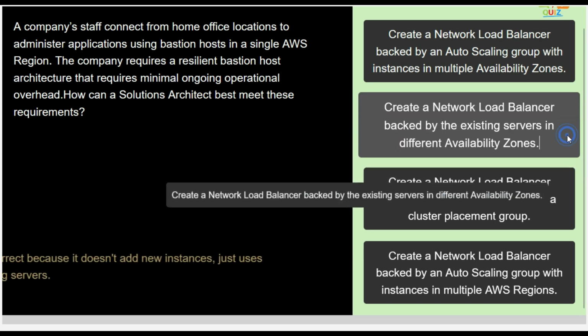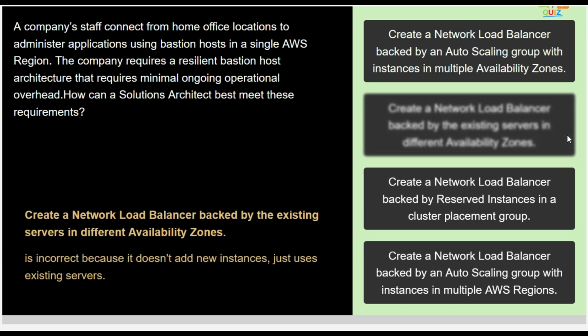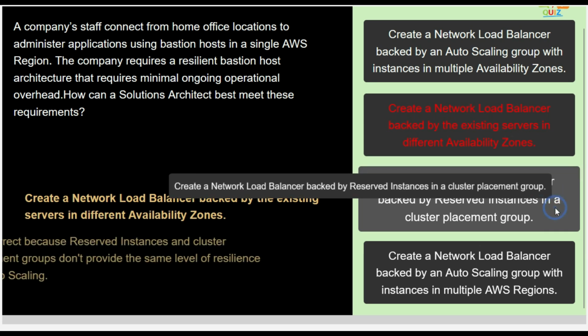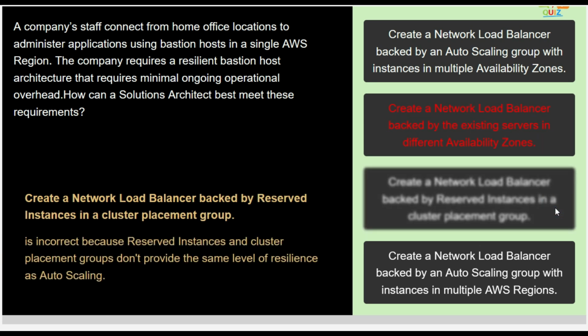Option 2, create a network load balancer backed by the existing servers in different availability zones. This option is incorrect because it doesn't add new instances, just uses existing servers. Alright, so option 2 is the wrong answer. Option 3, create a network load balancer backed by reserved instances in a cluster placement group. This option is also incorrect because reserved instances and cluster placement groups don't provide the same level of resilience as autoscaling. Okay, so option number 3 is the wrong answer.